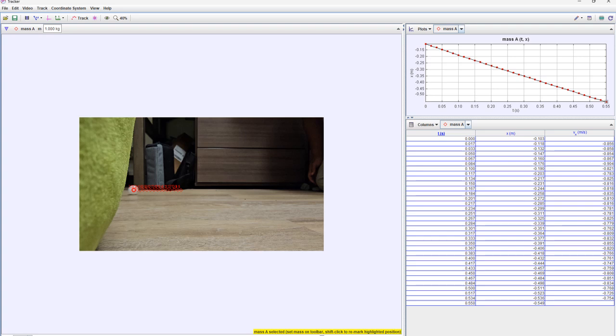Here is a screenshot of me using the Tracker software to model the ball moving across the surface for about half a second. Over on the right, you'll notice the position versus time graph that Tracker has provided, and also on the bottom right, you notice the data that I've been able to collect.